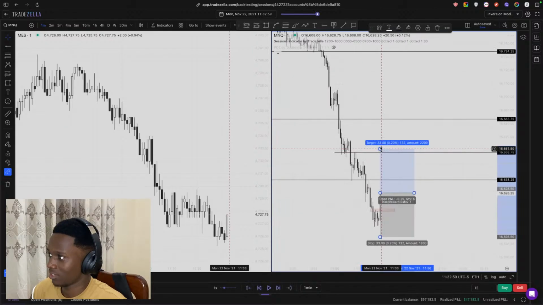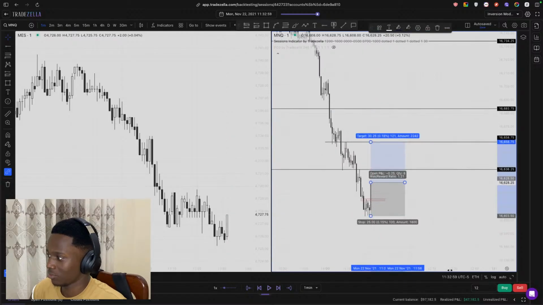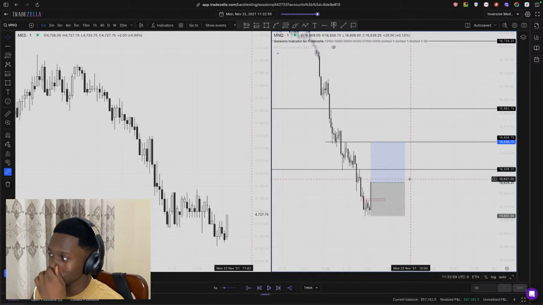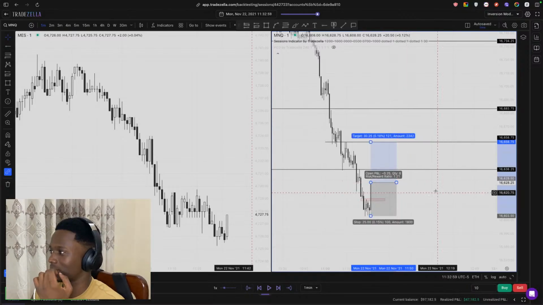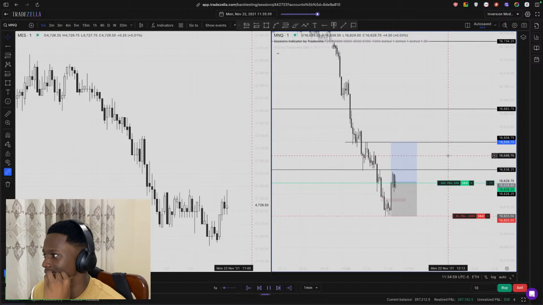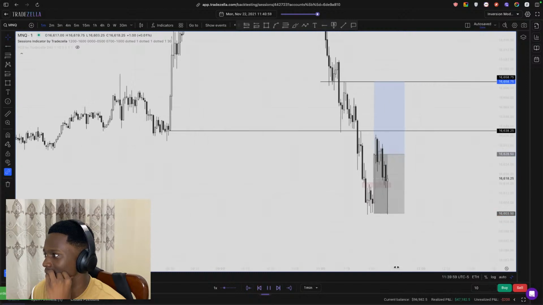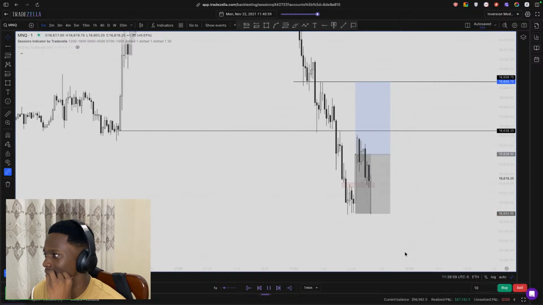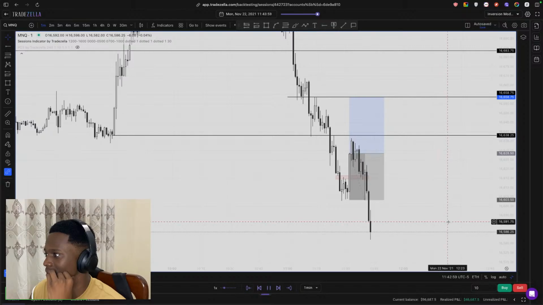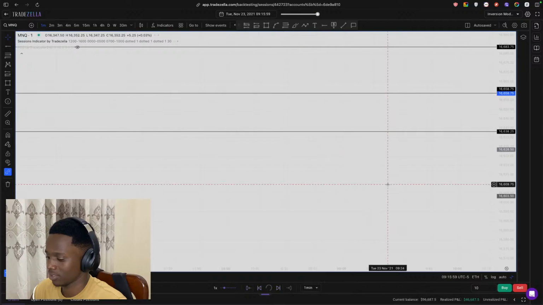Now you can take a small, just a 1-to-1 here, 25 points, and just use 10 micros, with the stop at the low here, take profit at the high here. Okay, let's push to the next day. Here we got stopped out.